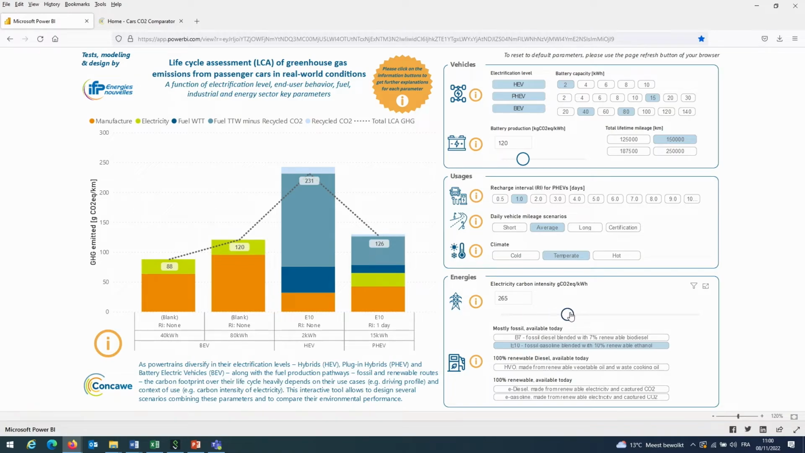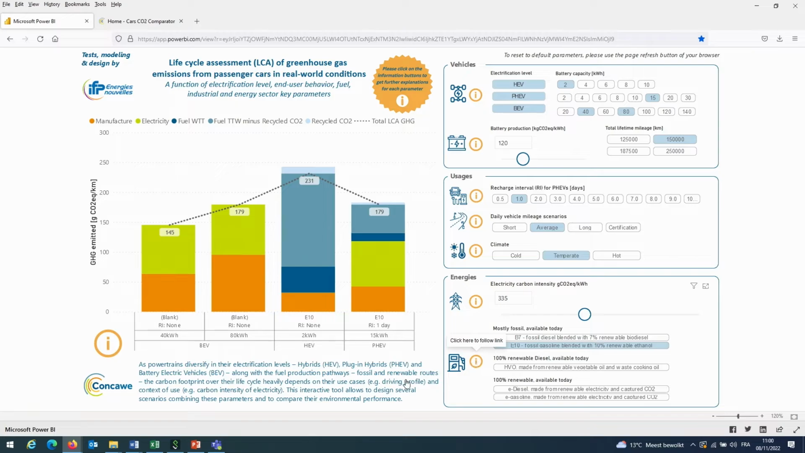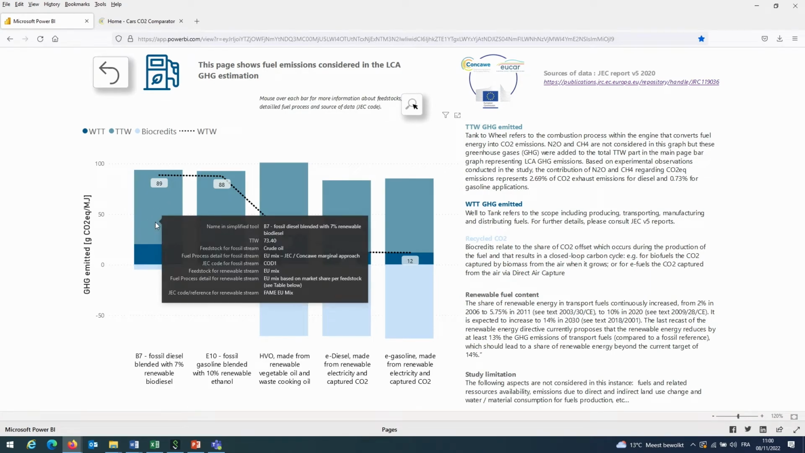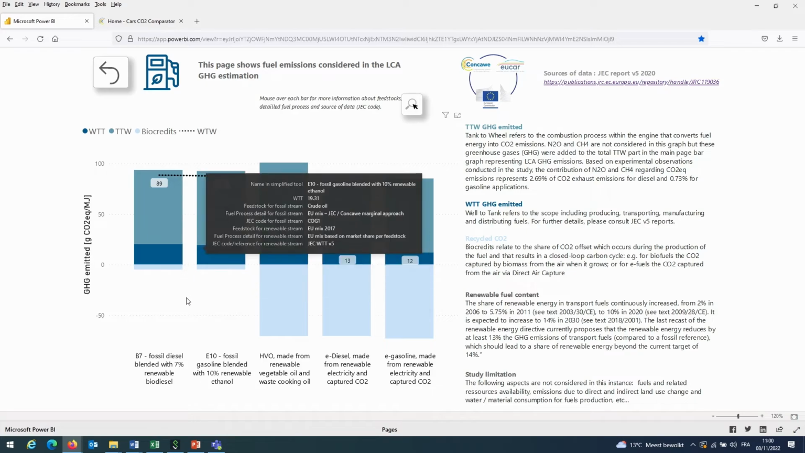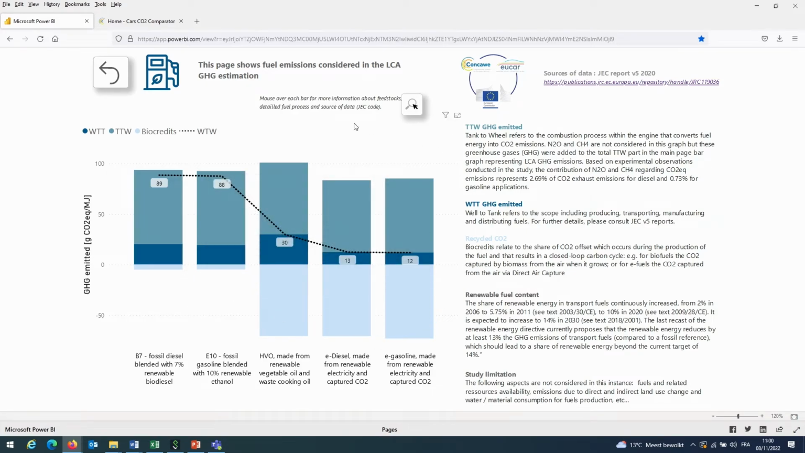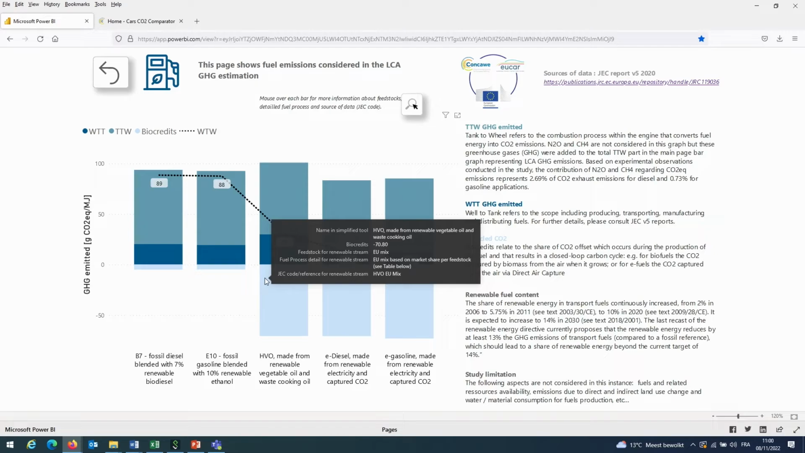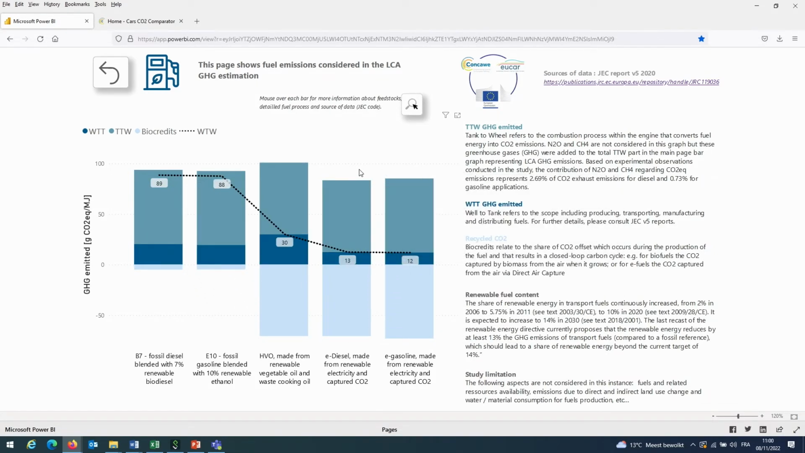So this is what happens when you vary the electricity carbon intensity, but now it's also about the fuels. And for the fuels, we have proposed several options, and you can see the details in this information panel. We have fossil-based options, B7, which is the average diesel in Europe, E10, which is gasoline in Europe, and we have also different options for renewable fuels, HVO, which stands for hydrotreated vegetable oil, which is a renewable fuel, and other future fuels, which can be either e-diesel or e-gasoline made from renewable hydrogen and captured CO2.